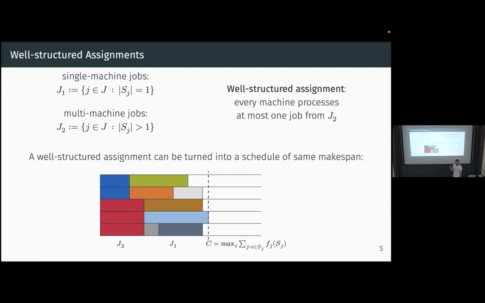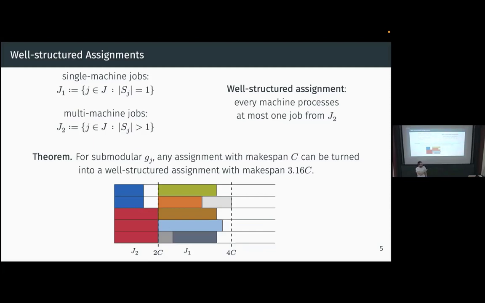And then when you have this, it's very easy to get a schedule because you just start on each machine with its single unique multi-machine job, and then you process the remaining jobs in arbitrary order because those only go on that single machine. So once we are there, we can have a schedule, no problem. And our first result is that if you have submodular speed functions, then you can turn any assignment with some makespan C into a well-structured assignment, which then can be turned into a schedule with a constant blow-up in the makespan. And that constant blow-up is, in this case, this factor of 3.16.